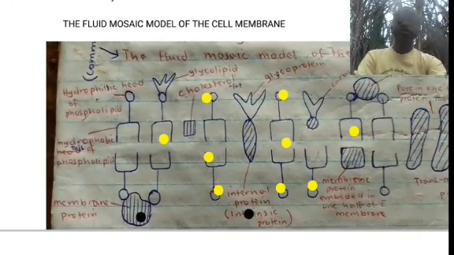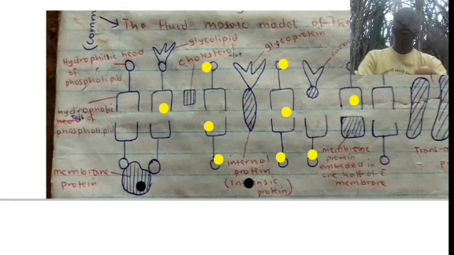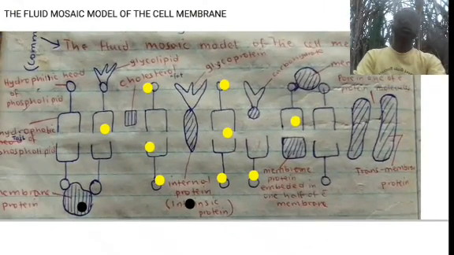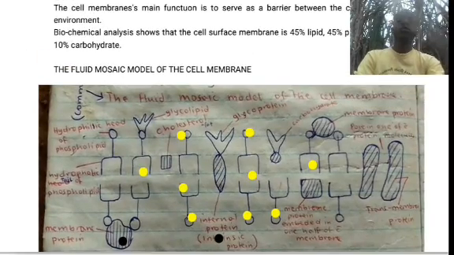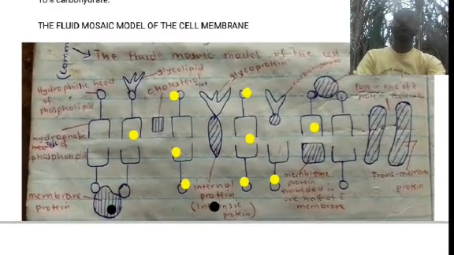We have the hydrophobic tails, as I've said, and the membrane protein. Those are the proteins which are always floating in the lipids. So that is the structure of the fluid mosaic model. You can pause the video and draw.